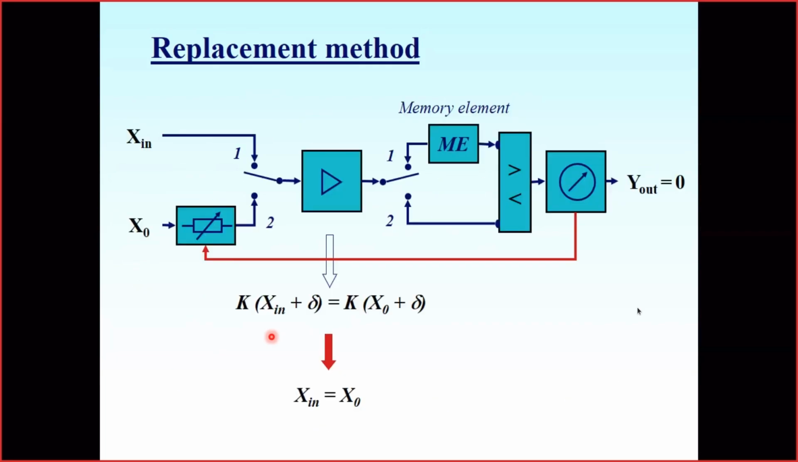So this is actually the principle of this replacement method. Now it's not so important how accurately my comparison element works and how accurate my memory element is. If I have it in balance with my measured signal, and now I have it in balance with my reference signal, it means that both reference signal and measured signal are equal.